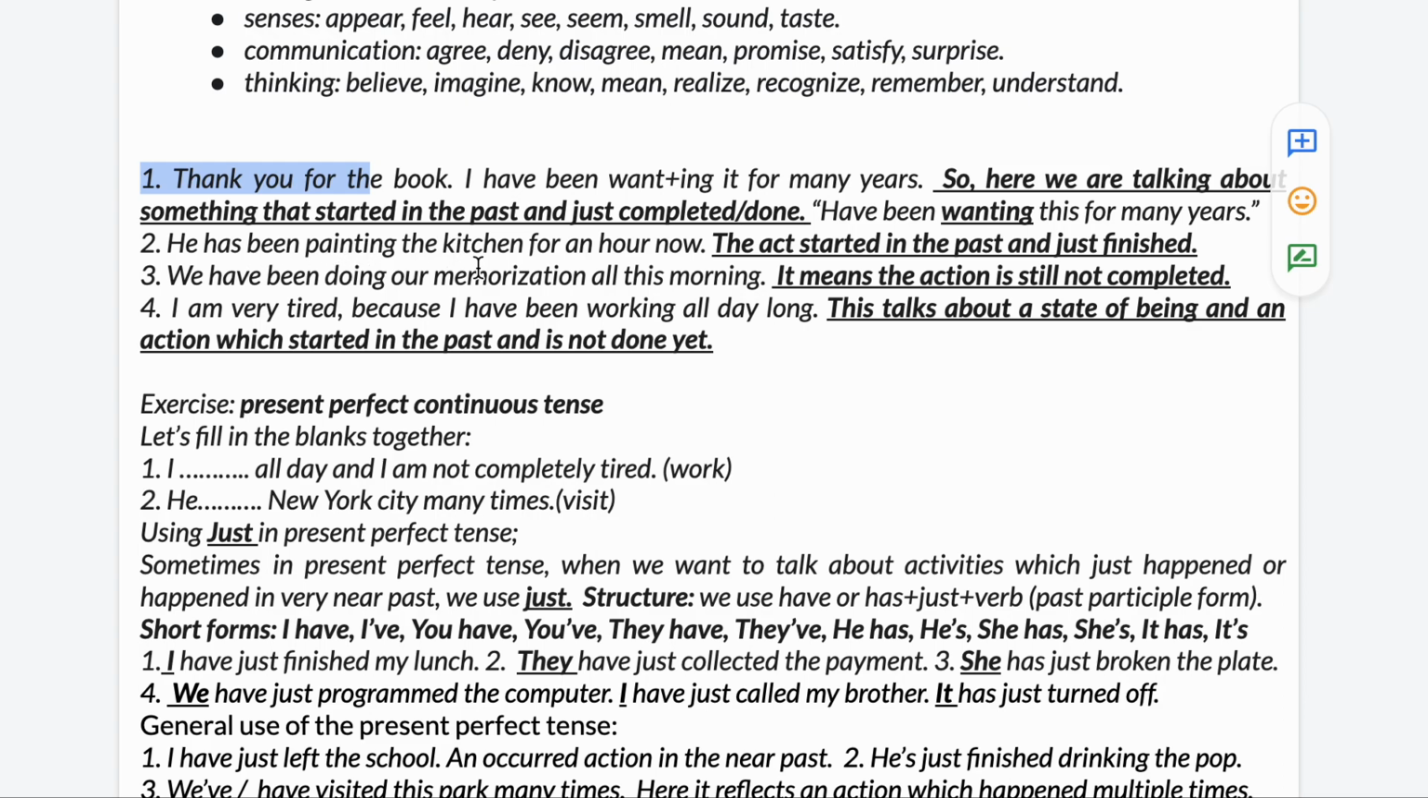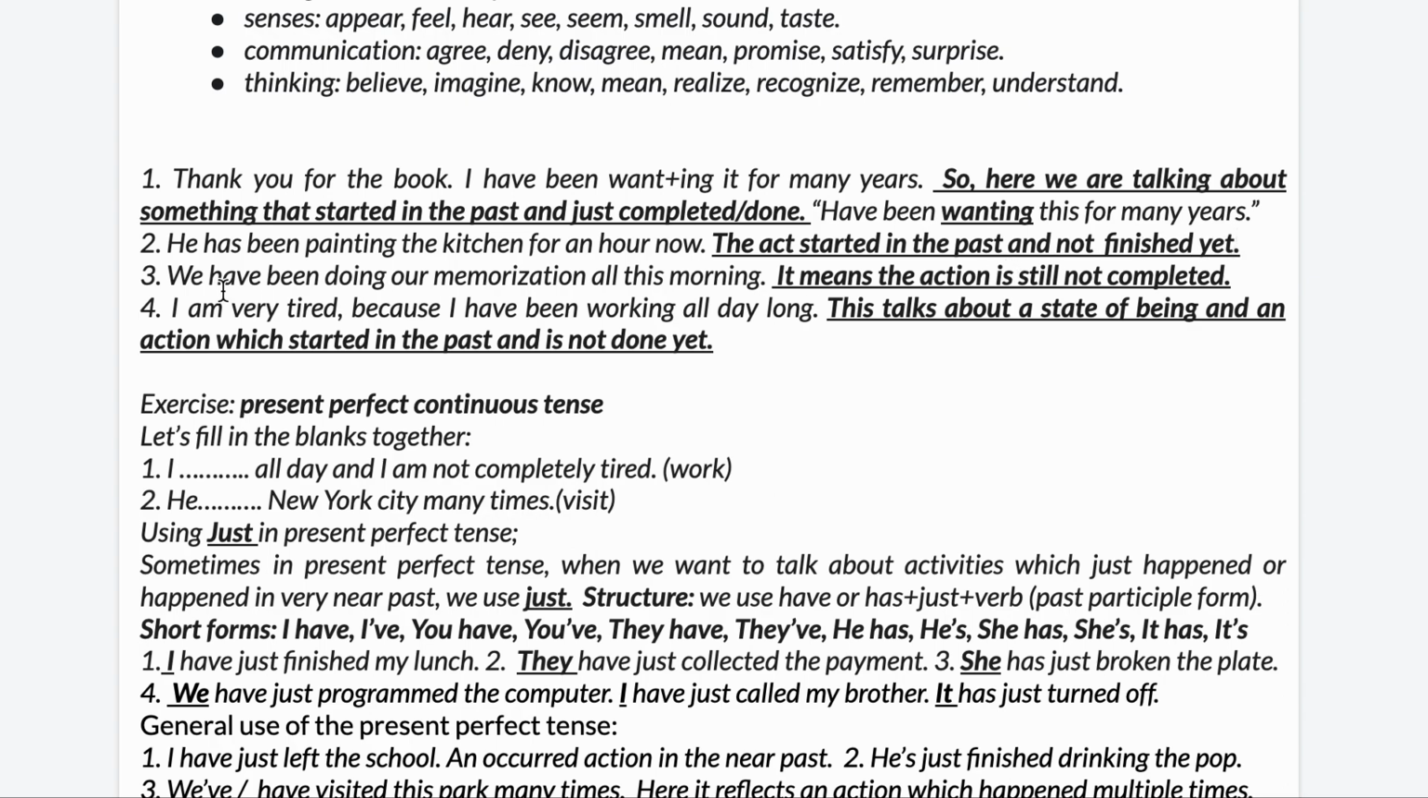He has been painting the kitchen. The act started in the past and is not finished yet. Okay, not finished yet. So basically that's what it says.